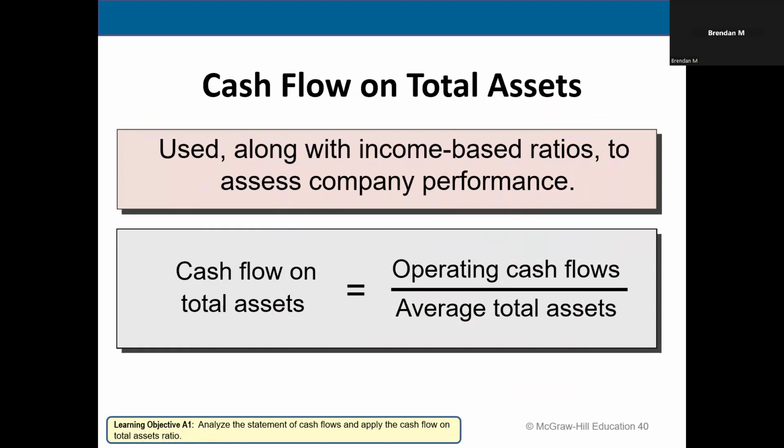Cash flow on total assets. This is going to come up later on. Operating cash flow divided by the average total assets. That's all we're talking about. It's a real important assessment of how a company is generating cash. If you have $200,000 of positive cash flow operationally, over $1 million, say, of assets, that's a 20% return, which would be pretty darn good.